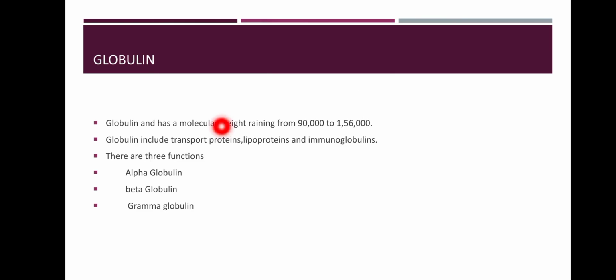Next we will see the globulins. Globulins have a molecular weight ranging from 90,000 to 1,56,000. Globulins include transport proteins, lipoproteins and immunoglobulins. There are three fractions: alpha globulin, beta globulin and gamma globulin.